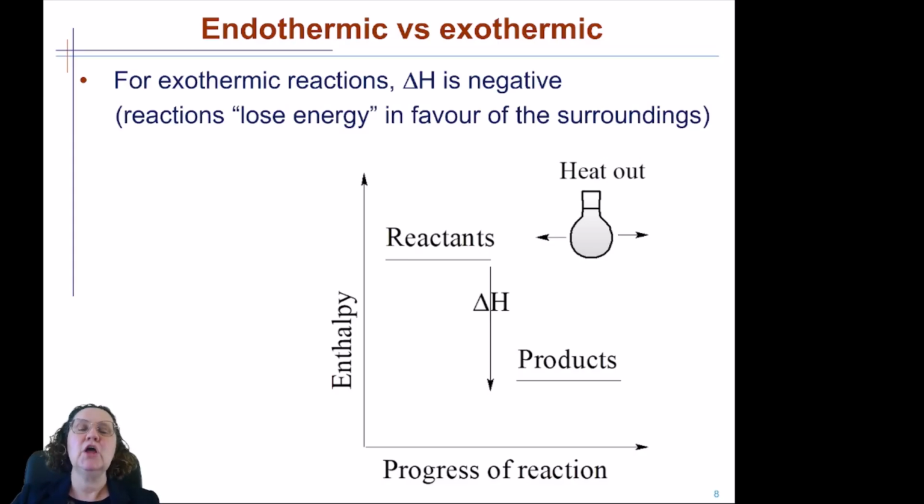Exothermic reactions lose energy in favor of the surroundings. Heat is being released, and by convention, we use a negative number to show this. So when you see an enthalpy value which is a negative number, that means the reaction is exothermic.